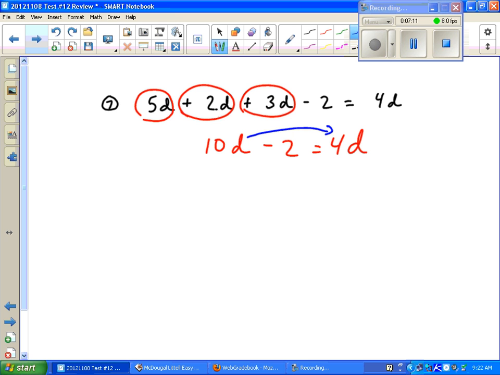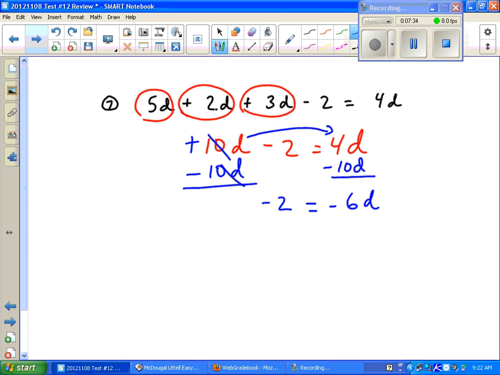Again, you can go about doing this either way and it'll still come out to be right. This is a positive 10d. In order to undo it, you subtract 10d. That'll cancel these out and leave you with just negative 2. Don't forget the negative. If you subtract 10d on the left, you have to subtract 10d on the right. A 4d minus 10d will leave you with negative 6d.